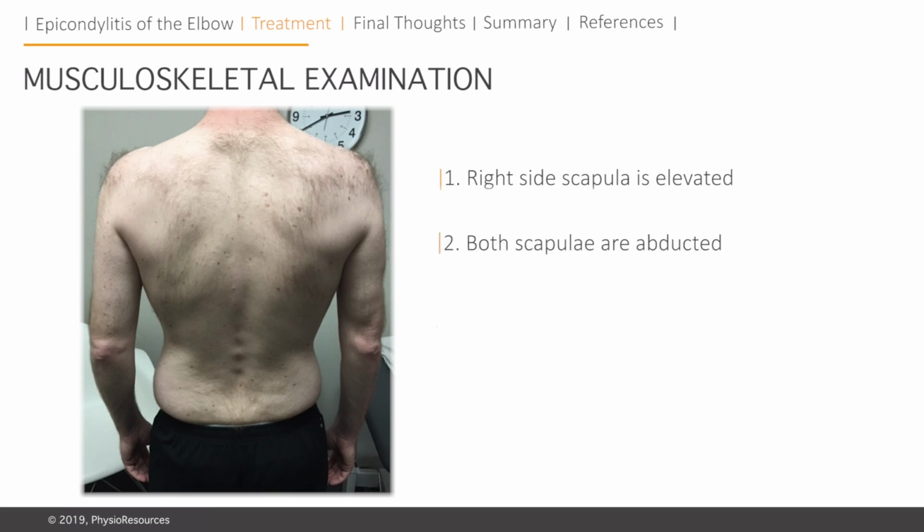Secondly, it appears that both of the scapulae are resting in an abducted position. And you can see the contours of the scapulae are way out to the side, particularly on the right side. This will, of course, lead to a length adaptive problem with the scapular adductors, namely the middle trapezium, for example. And the lower and middle trapezium for this patient basically were long and weak.